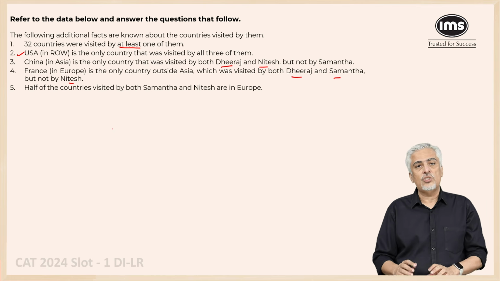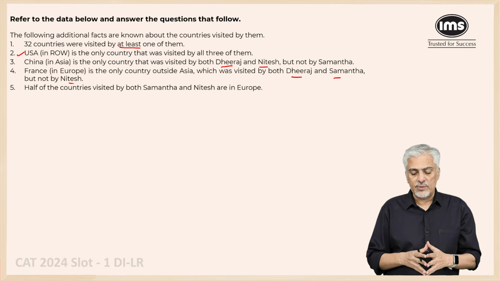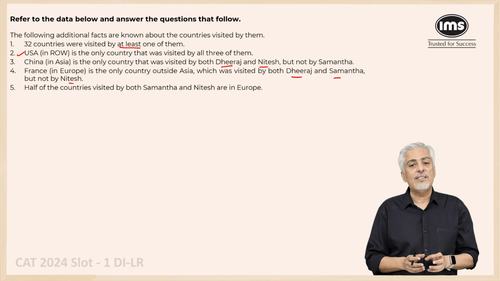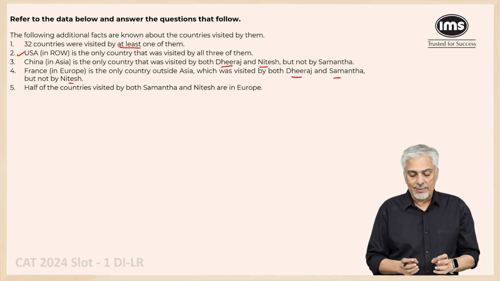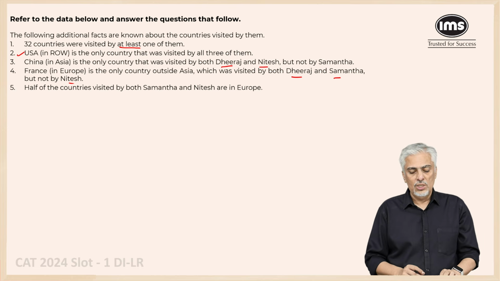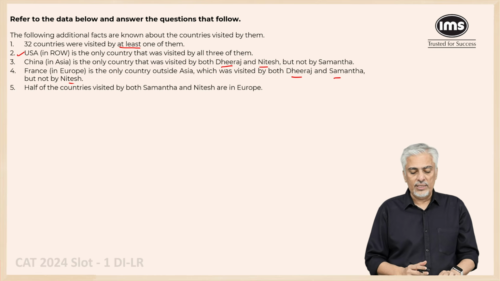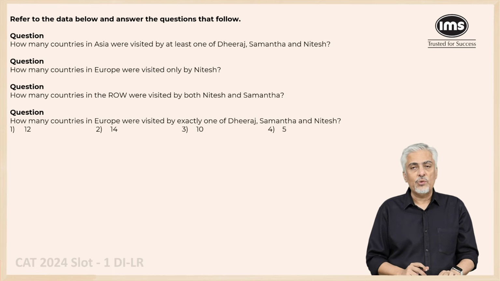And the last point, which is the most important point: half of the countries visited by both Samantha and Nitesh are in Europe. So among the common countries between Samantha and Nitesh, half of them are in Europe. So taking this information and the information from the graph, I'm going to try and create a table and put some more data down there. We'll first see the questions, what kind of questions are asked.